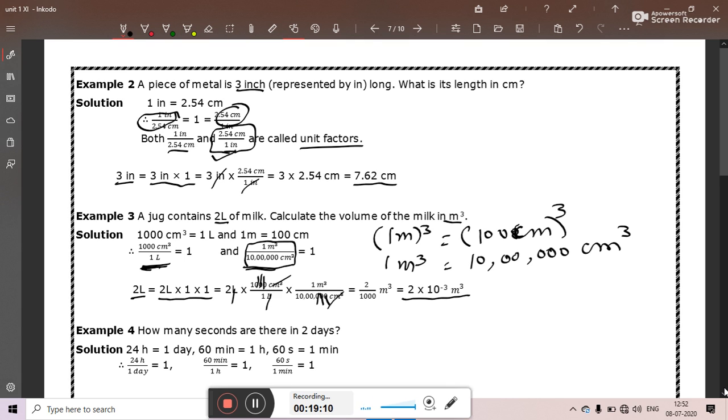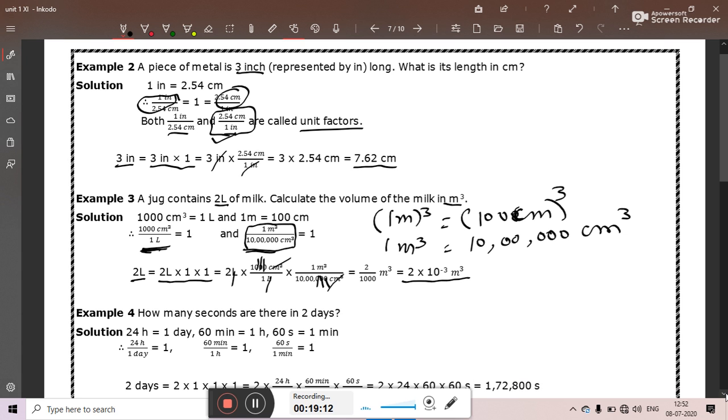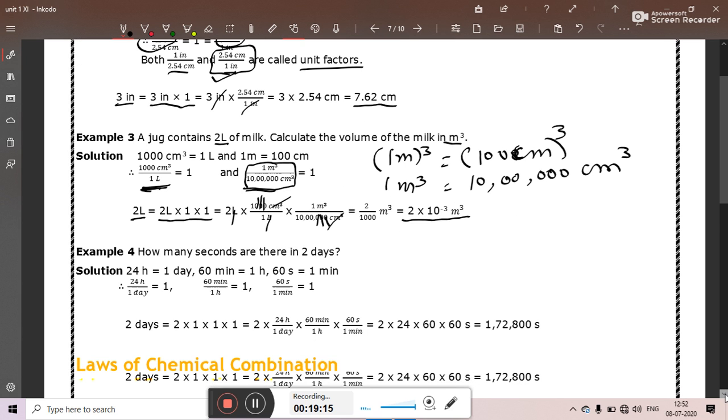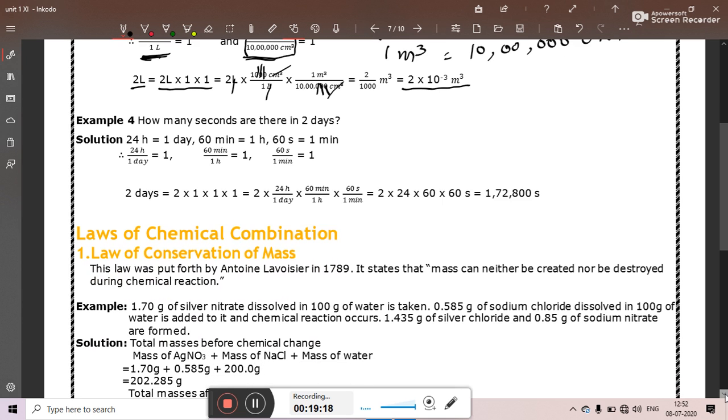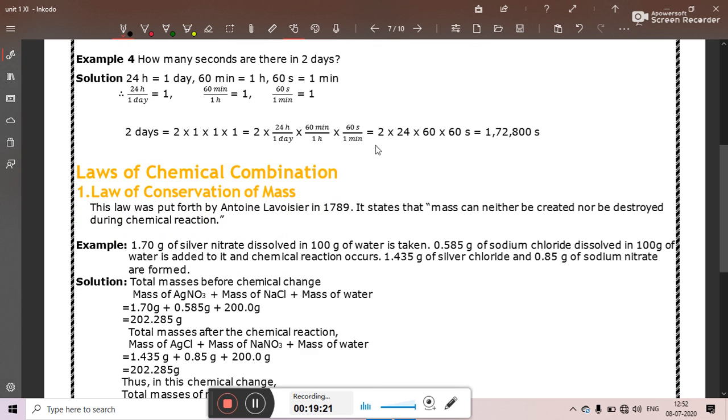Now example number 4. How many seconds are there in 2 days? First of all, 24 hours equal to 1 day, 60 minutes equal to 1 hour, 60 seconds equal to 1 minute. Now when we take 1 day in the denominator, we will get 24 hour upon 1 day is equal to 1. In the same way, if you take 1 hour in the denominator, we will get 60 minutes upon 1 hour equal to 1. And here you will get 60 seconds upon 1 minute equal to 1.